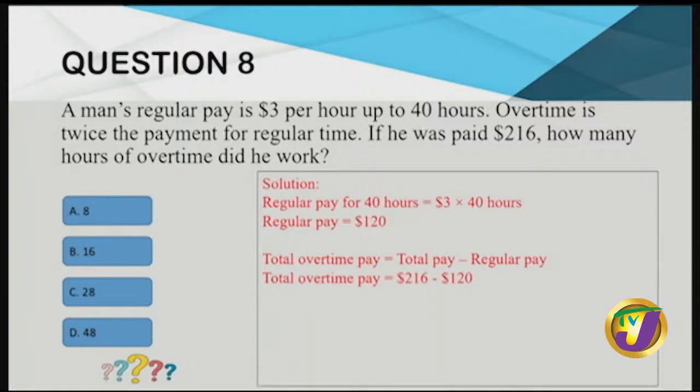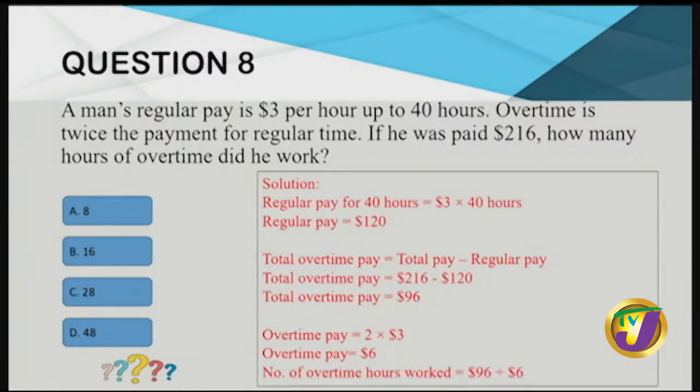The rest would be for overtime, and remember, overtime is calculated at $6 per hour. So we subtract the regular pay from the total pay to give us the amount of money earned for overtime hours, and we got $96. To find the number of hours, we divide $96 by $6.